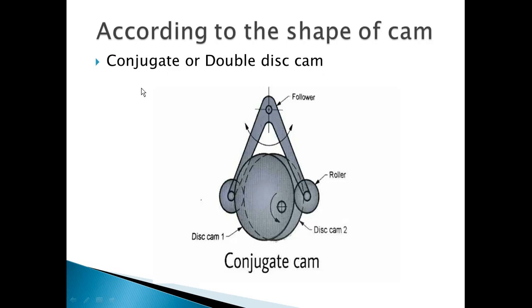and the output is an oscillatory motion, and this can be achieved with the help of a conjugate or a double disc cam, and this is used for high speed applications. This type of cams are there.